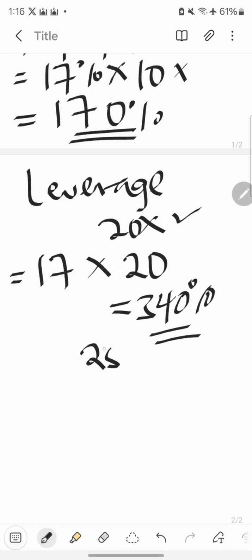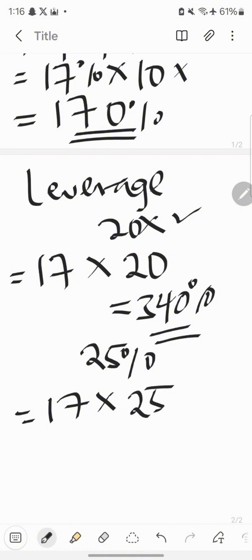Imagine you use 25x, because I know some of you have used 25x. So that 17 multiplied by 25 gives us 425% profit. You understand?